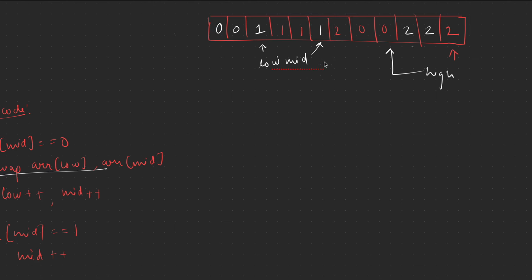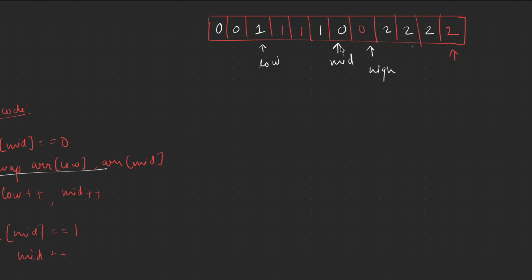We'll continue. Now array of mid is 1 here, so we'll increase the mid pointer. Now this is our unsorted portion. Array of mid is 2, we'll swap it with the high pointer. What will it look like? It will become 0 and it will become 2, and the high pointer will come here. Let's shorten this. Right, just here, high.